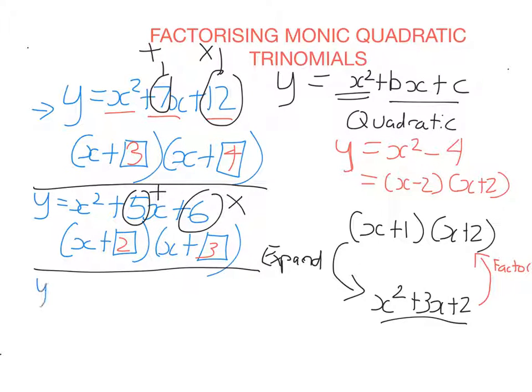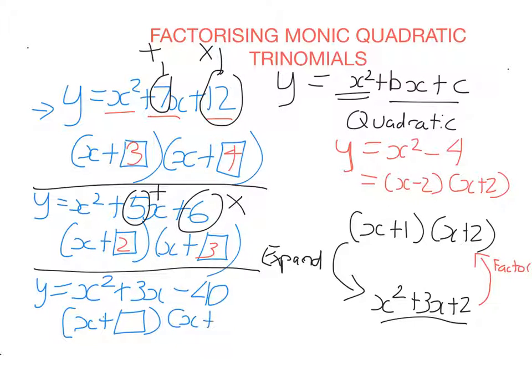So y equals x squared plus 3x, but I'm going to have a minus one now, minus 40. Now we have to do this slightly differently. My answer is still going to be x plus something multiplied by x plus something, but the two numbers need to multiply to negative 40 and add to positive 3.